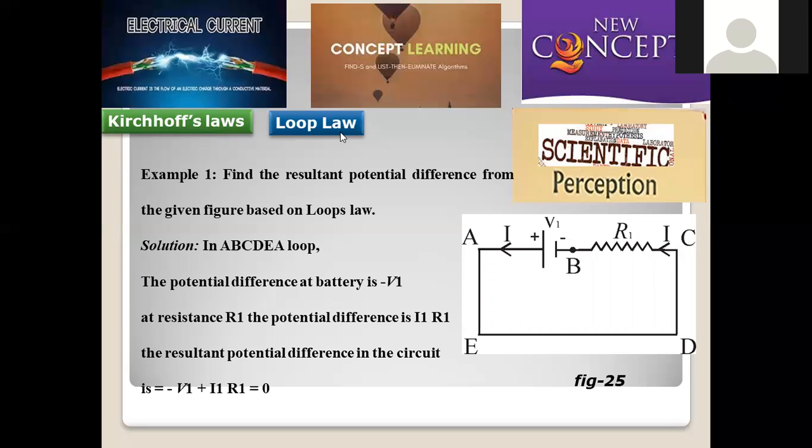Then what is the loop law? Loop law says that the ultimate potential difference of the entire loop can be taken as zero. The algebraic sum of the potential differences can be taken as zero. That is called the loop law. Now, based on these two, we are going to solve some problems. Let us take example number 1. Find the resultant potential difference from the given figure based on the loop law.